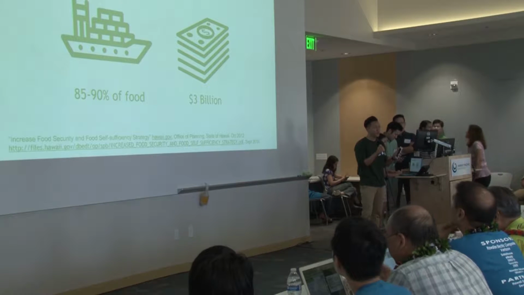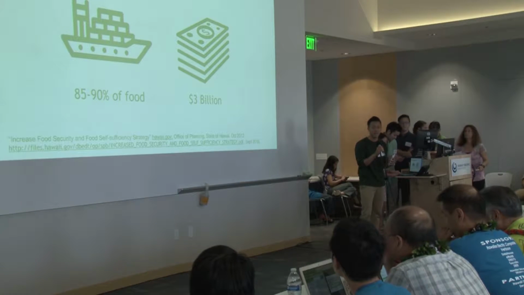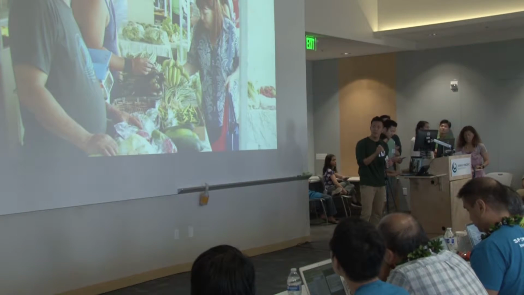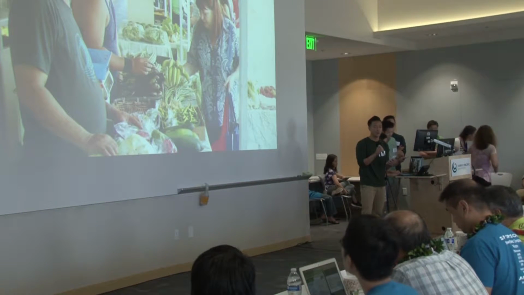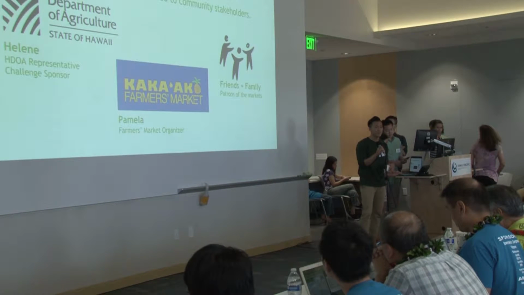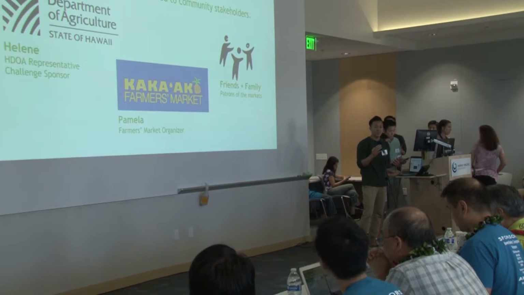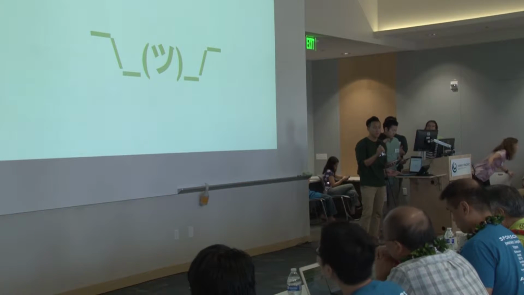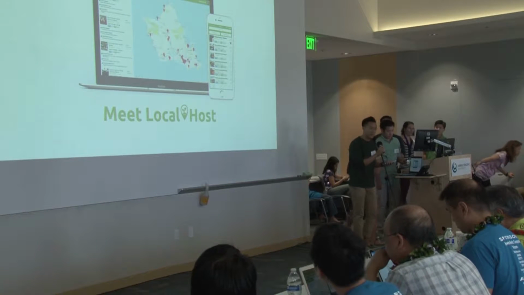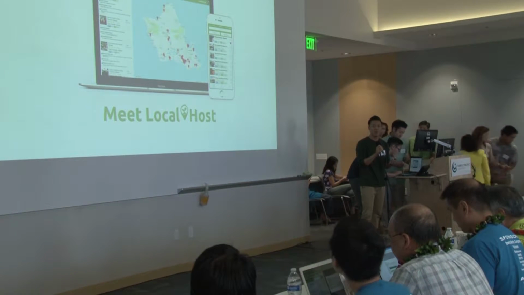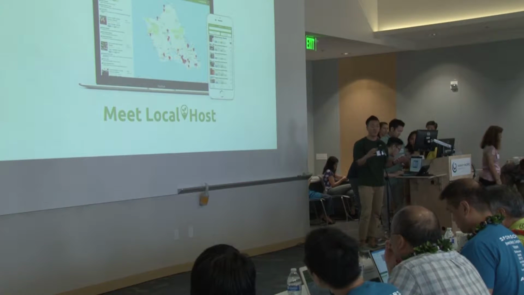Now, I know making Hawaii self-sustainable is a huge task, but a good place to start is with our local farmers markets. They are a great place to buy locally grown food, as well as support our local businesses. But after talking to the Department of Agriculture, market organizers, friends and family, we've come to realize that there is currently no reliable platform for the public to search on these markets. So we created one. Meet Localhost, a centralized, user-friendly platform for any of your farmers market needs.